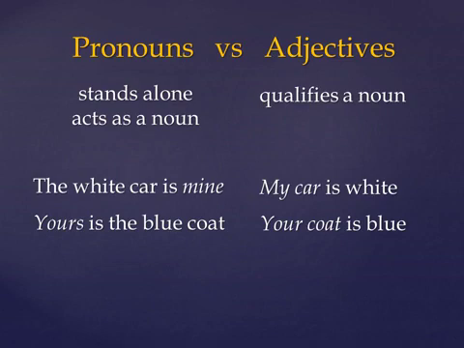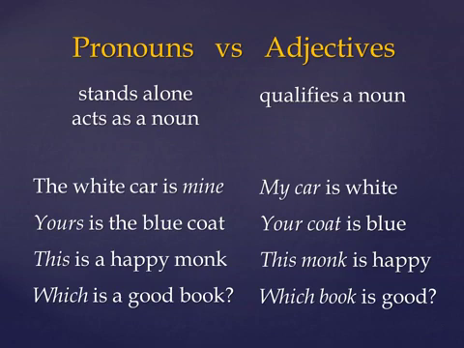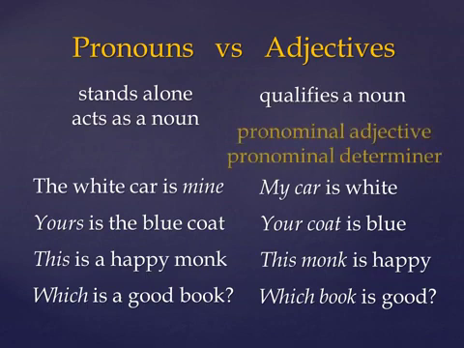In fact, the other types of pronouns too can be used in both these two ways. So with the demonstrative pronoun, we can say, this is a happy monk, or this monk is happy. And with interrogative we can say, which is a good book, or which book is good. Also, one final thing, when used as adjectives, a pronoun is sometimes called a pronominal adjective or a pronominal determiner.